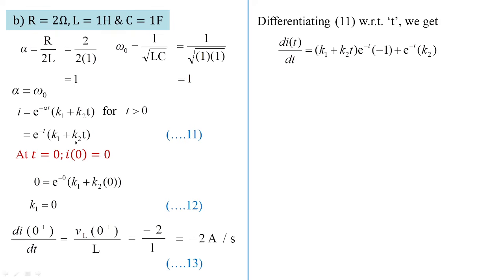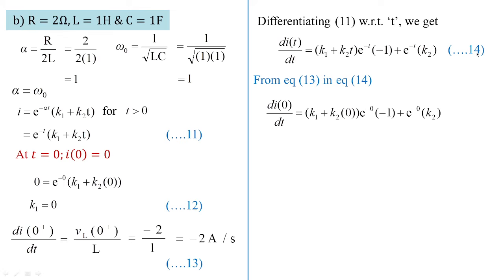So you have UV rule, so plus e to the power of minus t k2. And this I'm treating as equation 14. And I'm going to substitute the initial condition. That is equation 13, which is giving the value as minus 2 amperes, and we have equation 14, and we are going to substitute the value of t as 0.